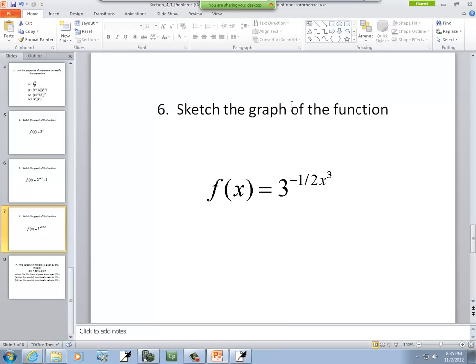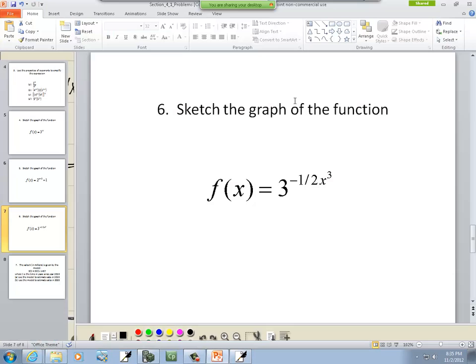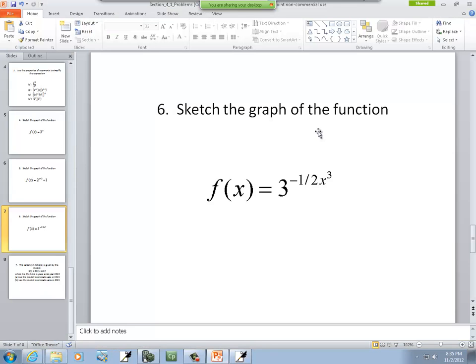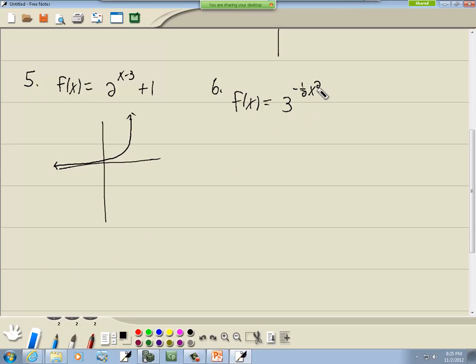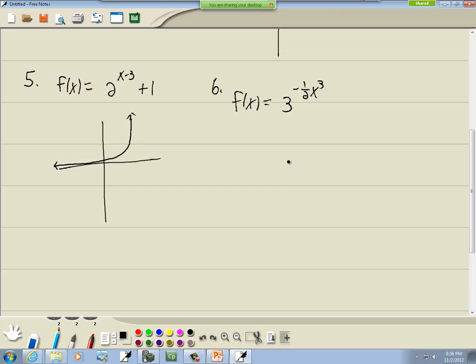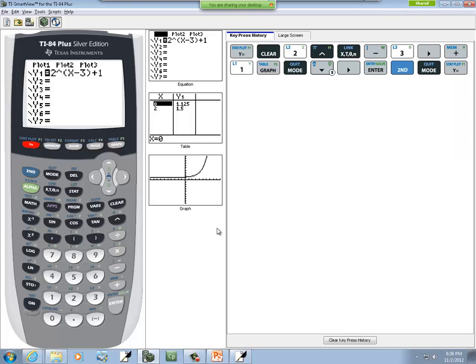F of x is equal to 3 to the negative 1/2. Try it again: negative 1/2 x to the third, not x squared. Negative 1/2 x to the third. And it says sketch it. Again, I could build a T-chart and spend quite a while on it, but we'll just plug it into our graphing calculator.